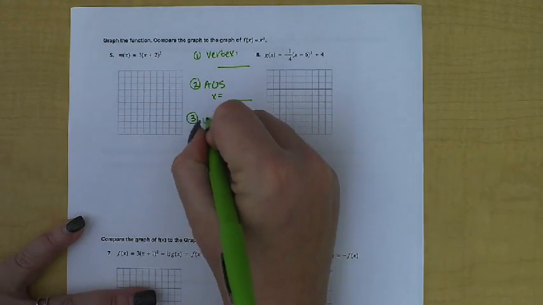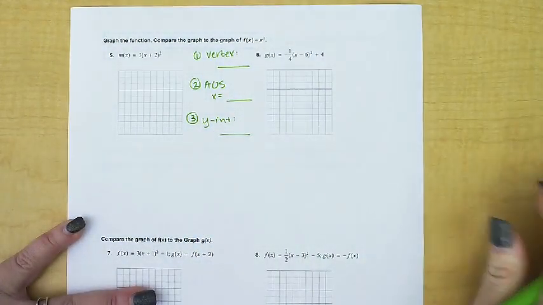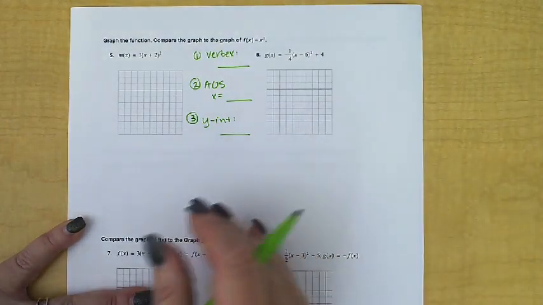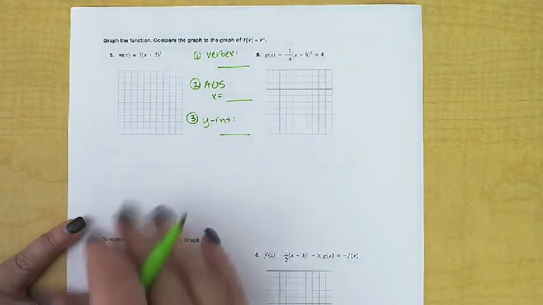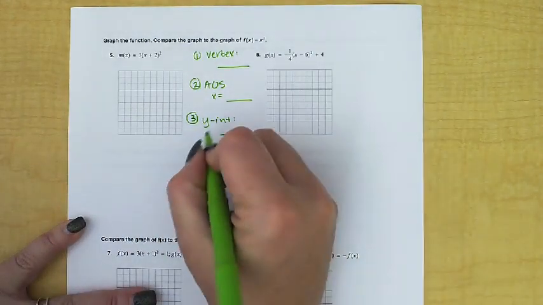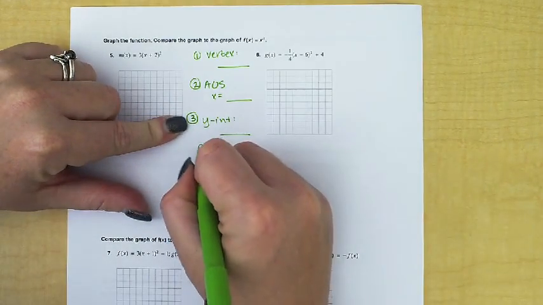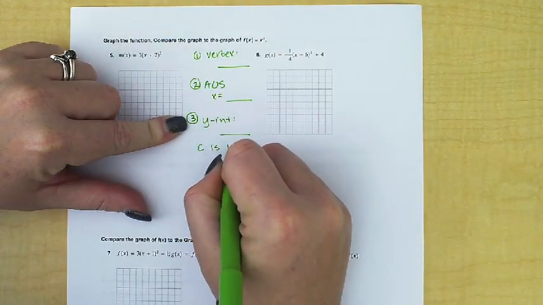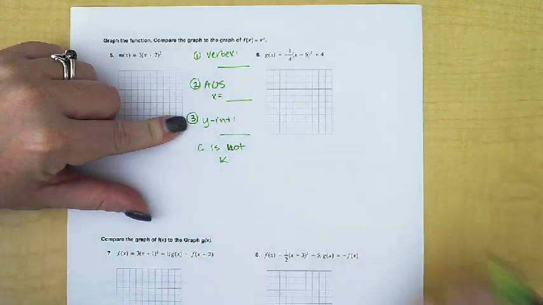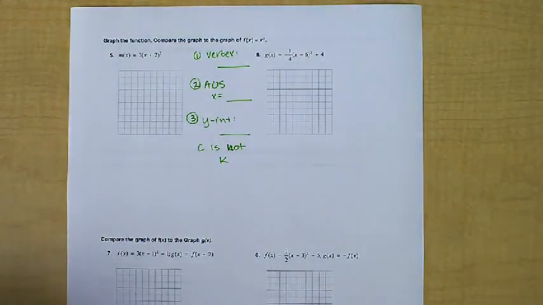So a lot of times that would be our y-intercept, but sometimes we might have to find a smaller point because our graph might not be big enough to graph that big point out there. And what I want you to remember with this y-intercept, I said it before, C is not K. All right? Do not think that those are the same thing.